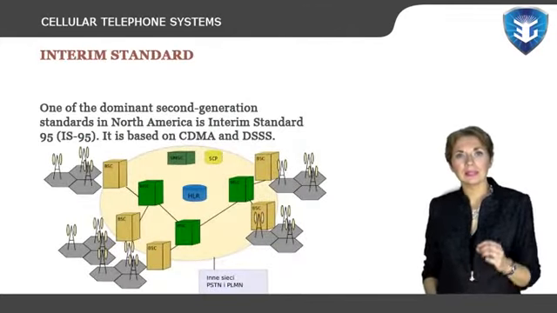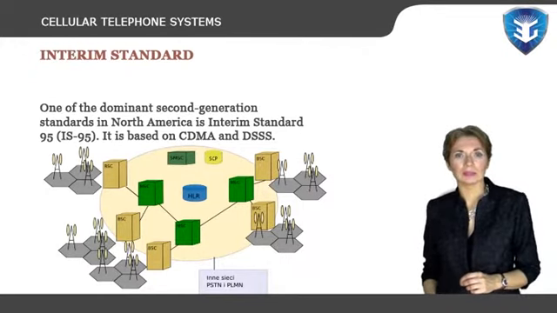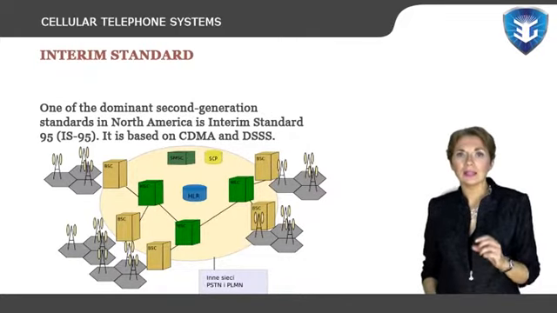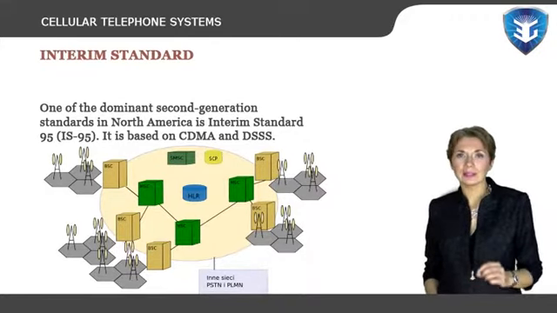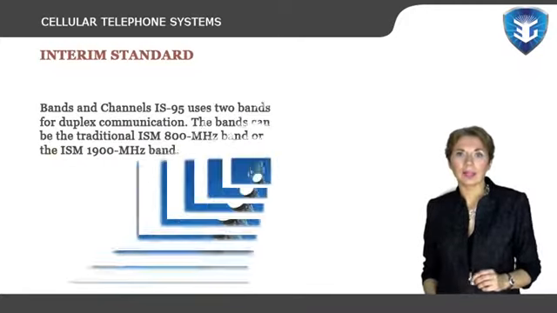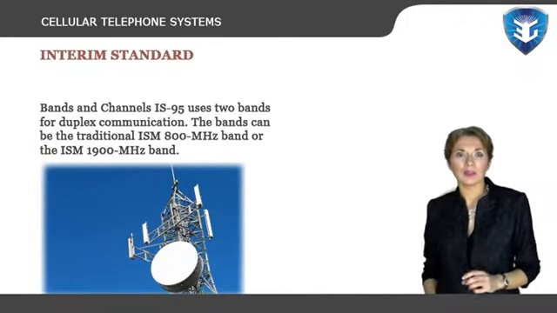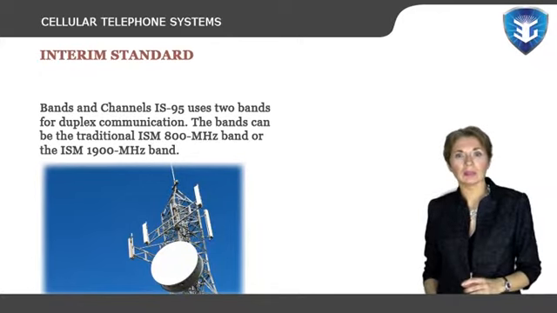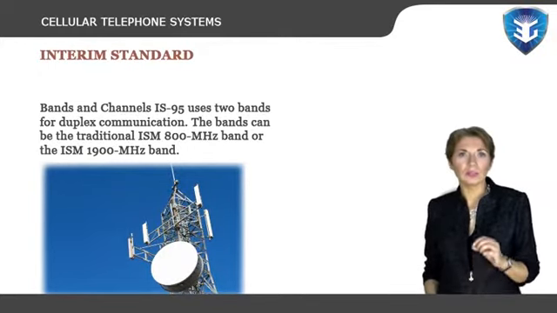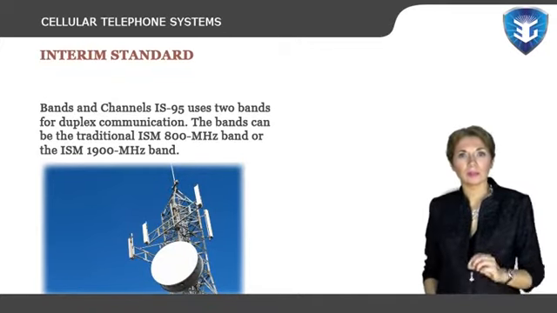Here we will discuss the TCP/IP protocol details. One of the dominant second-generation standards in North America is Interim Standard 95, or IS-95. It's based on CDMA and DSSS bands and channels. IS-95 uses two bands for duplex communication. The bands can be the traditional ISM 800 MHz band or the ISM 1900 MHz band. Each band is divided into 20 channels of 1.228 MHz separated by guard bands.